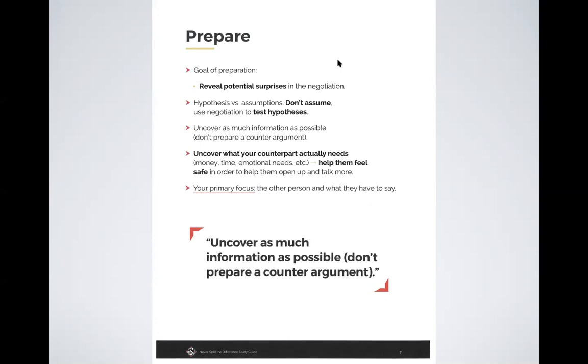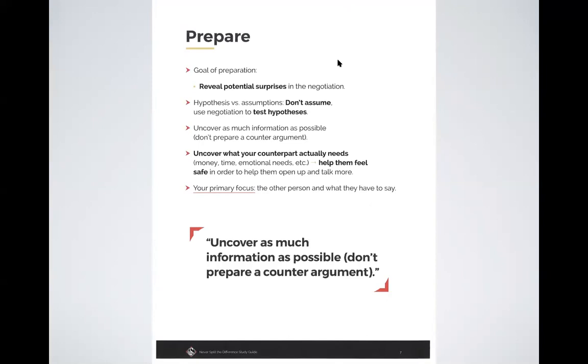Hypothesis versus assumptions. Don't assume the position, don't assume where things are going. Keep an open mind to what potential solutions there are, some way that you can make the deal come together. Uncover as much information as possible. Don't prepare a counter argument. Uncover what your counterpart actually needs: money, time, emotional needs, etc. Help them feel safe in order to help them open up and talk more. Your primary focus is the other person and what they have to say. So his big thing here is uncover as much information as possible, and don't be thinking about how you're going to respond to them. Okay?